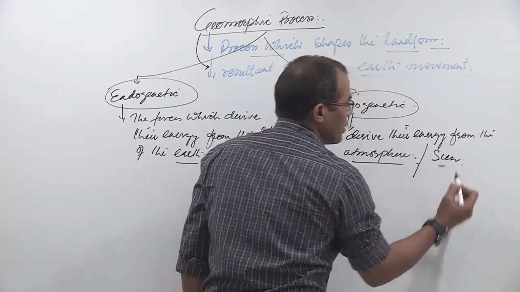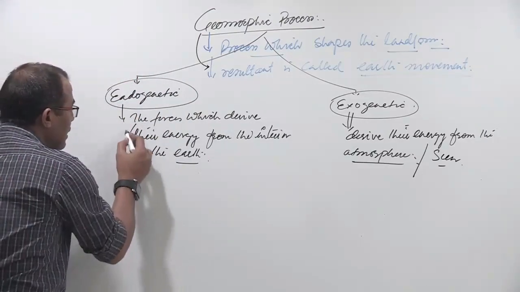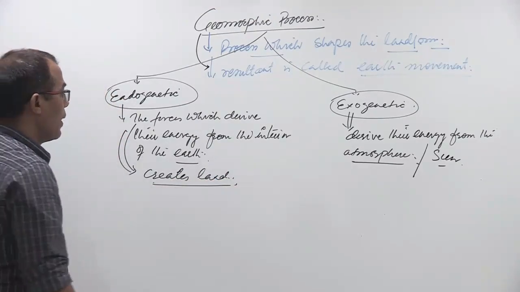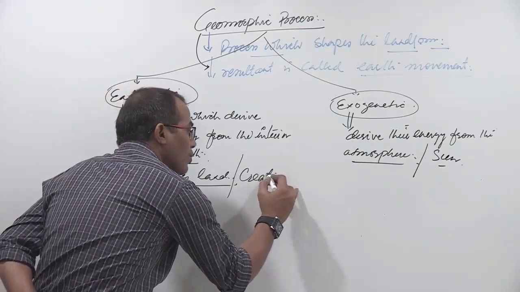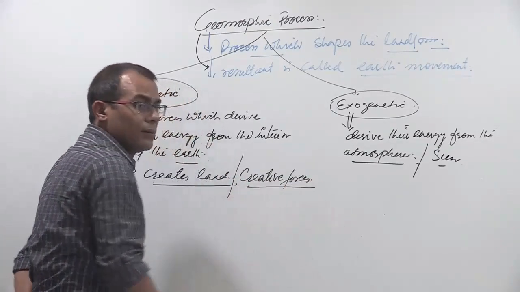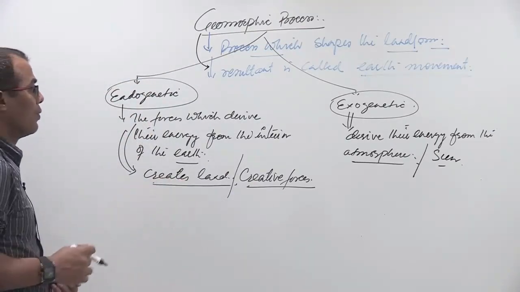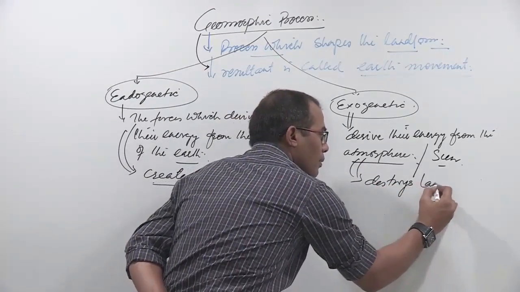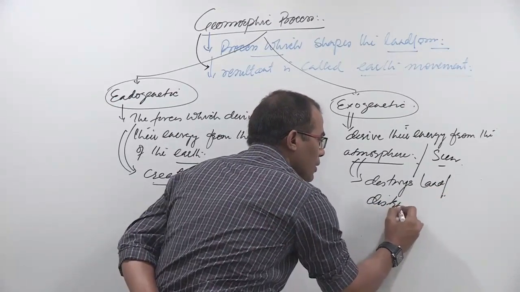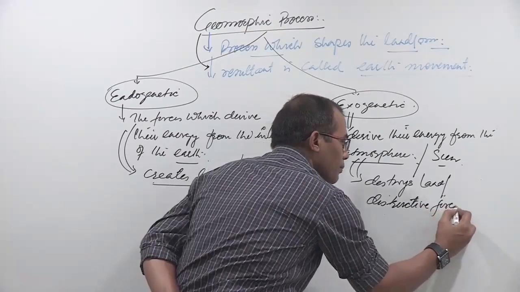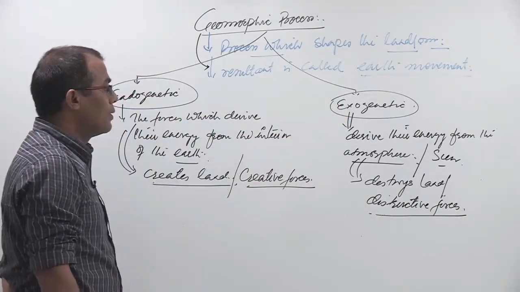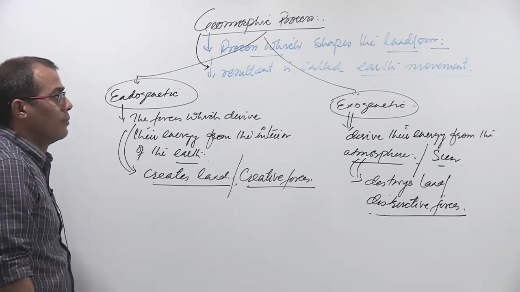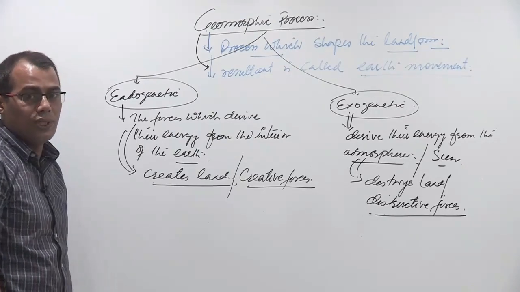The source is sun. Basically, these forces create land. That's why they are called creative forces. They create land, and they are creative forces. The others basically destroy land, that's why destructive forces. A combination of that will produce the landforms, the shapes, the landforms.